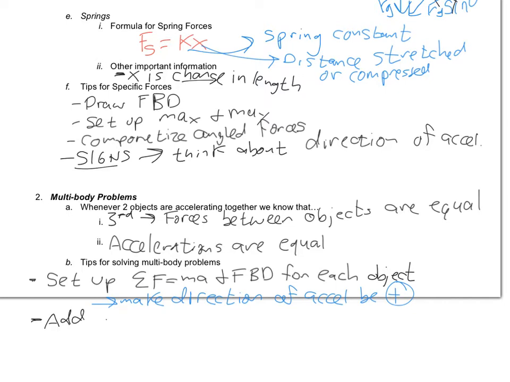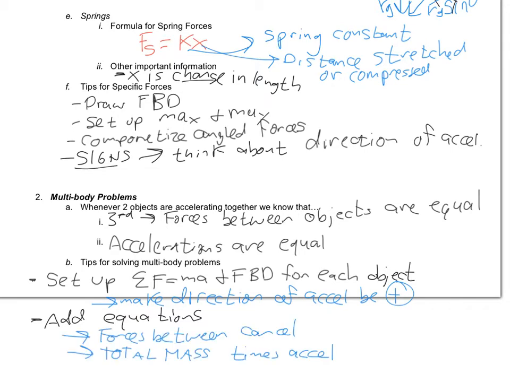And that's going to lead nicely into our next thing that we're almost always going to be doing for these problems, and that is we're going to add the equations that we set up together. When we do that, the forces between the objects should cancel, okay? And the second thing that should happen is we should be left with the total mass of the system times whatever that acceleration is.